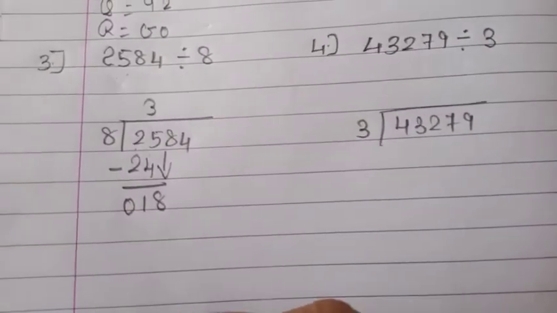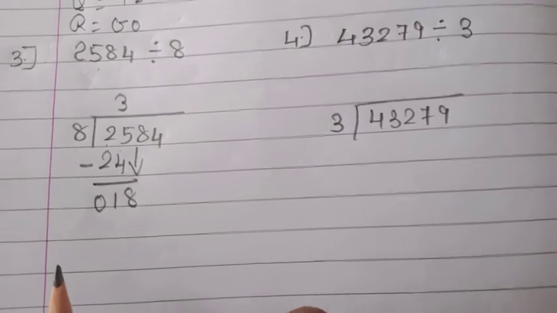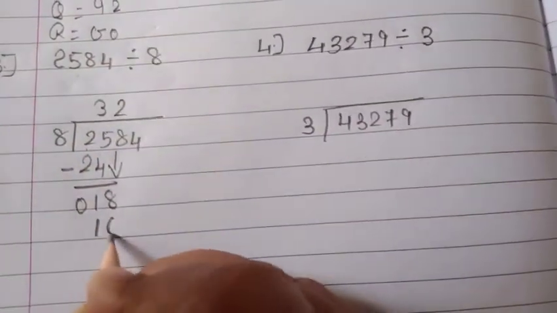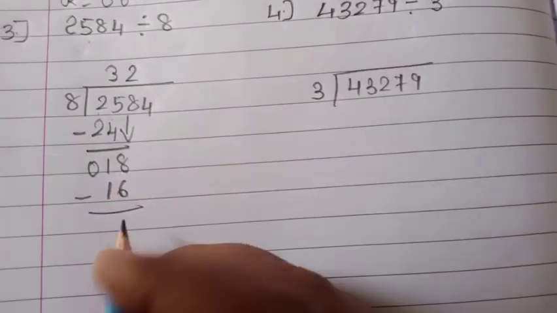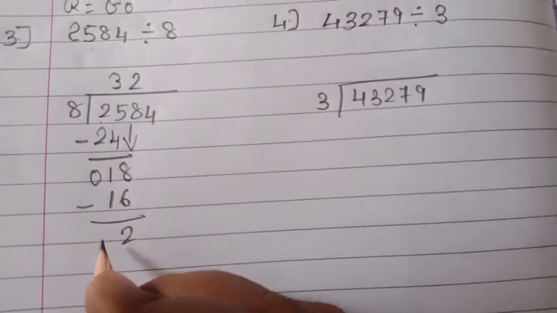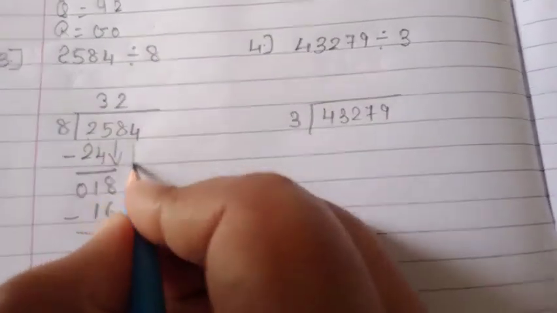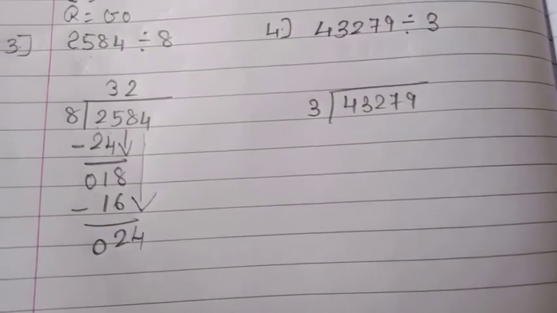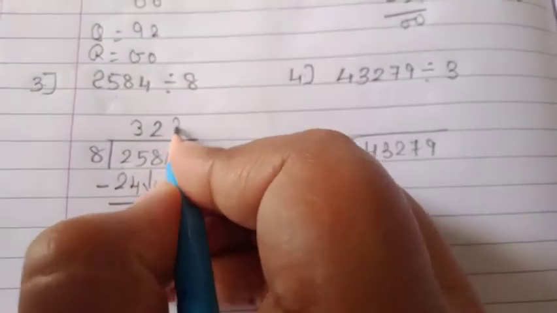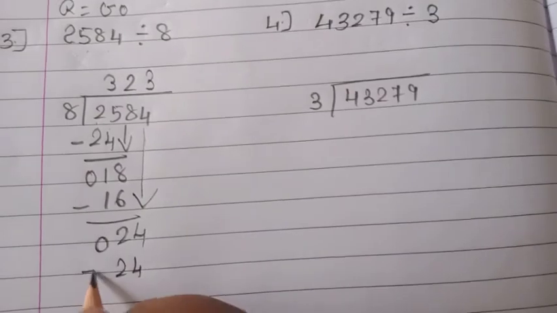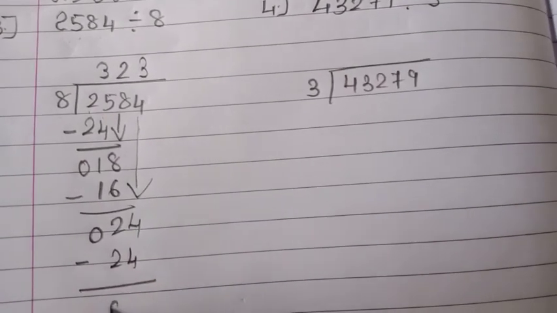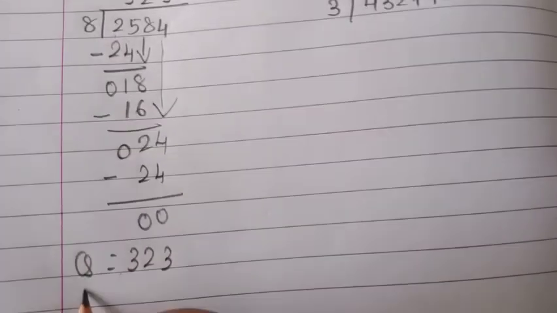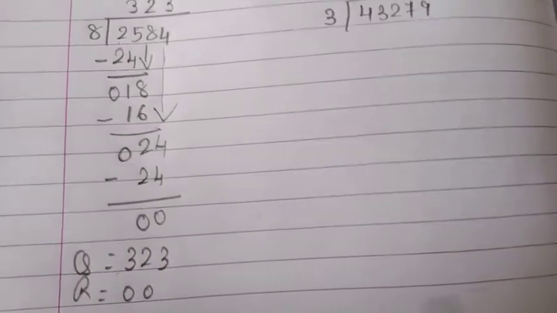It will become 18. In the 8 table, 18 will not come, so we will take the smaller number, 8 2s are 16. Now we will subtract 8 minus 6, 2. 1 minus 1, 0. Now we will carry down this 4. It will become 24. In the 8 table, 8 3s are 24. Now we subtract 24 minus 24, 0. So quotient equals 323 and remainder equals 0.